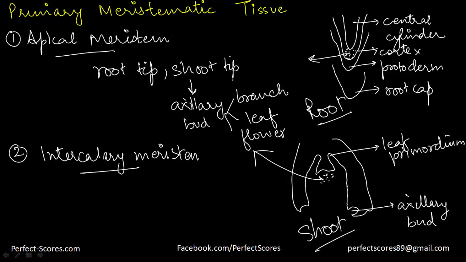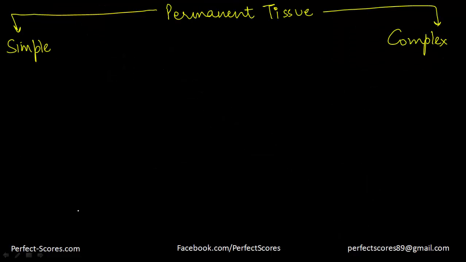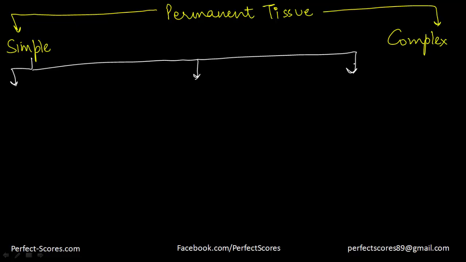So now it's time to go to the permanent tissues. So we've already done that the permanent tissue is of two types. One is the simple and one is the complex. Now what is the difference between them? In the simple permanent tissues, all the cells have a similar function and also a similar structure. But in the complex tissue, the cells have different structures and functions as well. So simple ones are further divided into three. The complex ones we'll do after the simple ones.